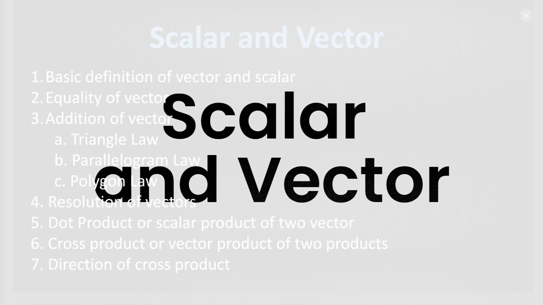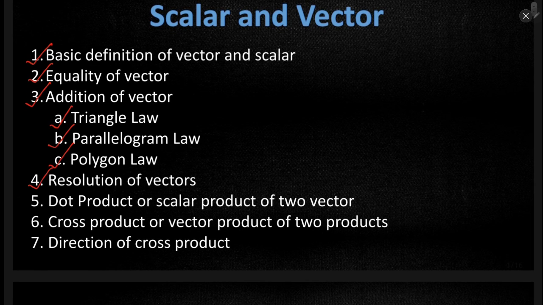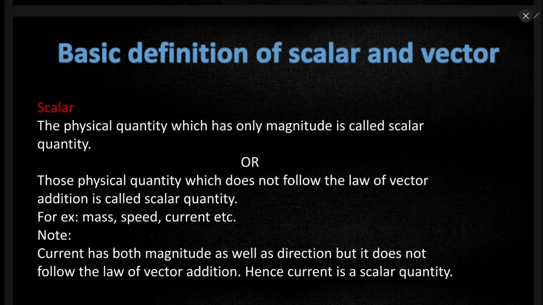Hello everyone. In this video lecture we will be discussing scalar and vector. These are the things which we will cover in this video lecture. Basic definition of scalar and vector, equality of vector, addition of vector, in which we will study three different laws: triangle law, parallelogram law and polygon law. The fourth one is resolution of vector, dot product of vector, cross product of vector and direction of vector. So let's begin with the basic definition of scalar and vector.